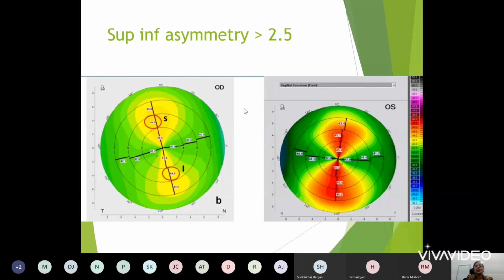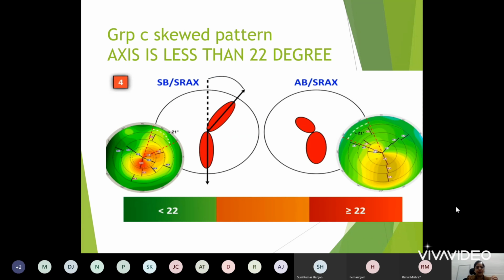The superior steep and the asymmetric bow tie with superior steep patterns are considered moderate risk or high risk when the superior inferior difference is more than 2.5. The inferior steep and the asymmetric bow tie with inferior steep are considered moderate risk when the inferior superior difference is 1.5 or greater. So in short, superior inferior asymmetry more than 2.5 is definitely high risk. And if inferior superior asymmetry is more than 1.5, it is high risk.